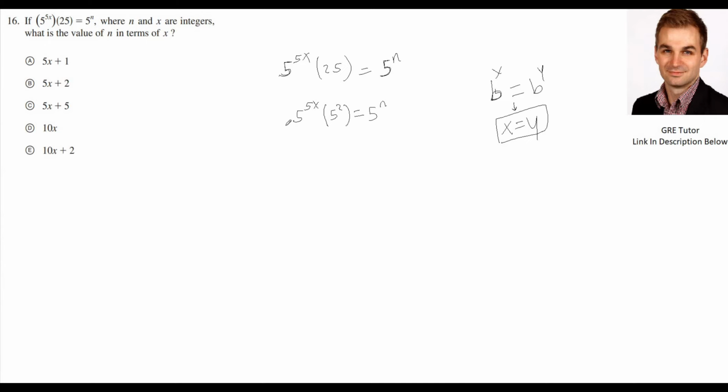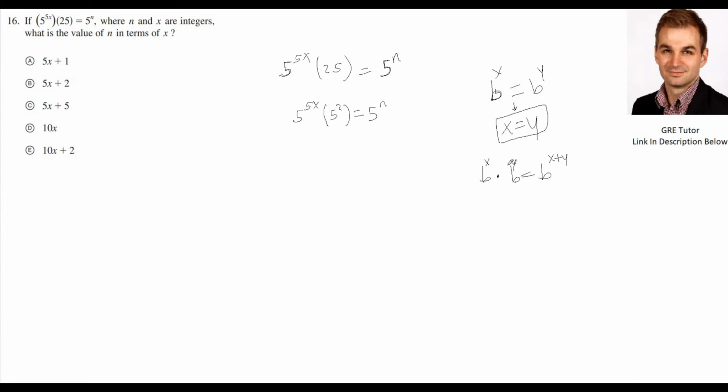Now we rely on another rule of exponents. The second rule of exponents is that when you have two items with the same base again, and you are multiplying them together, b to the x times b to the y, what this is equivalent to is b to the x plus y.